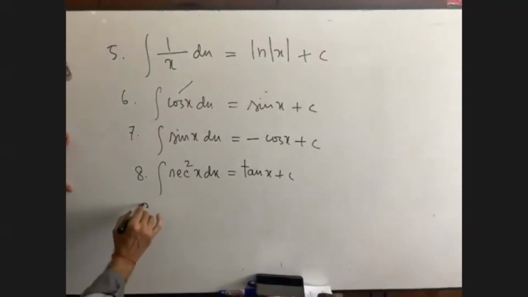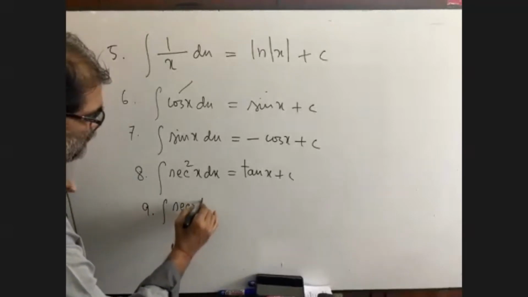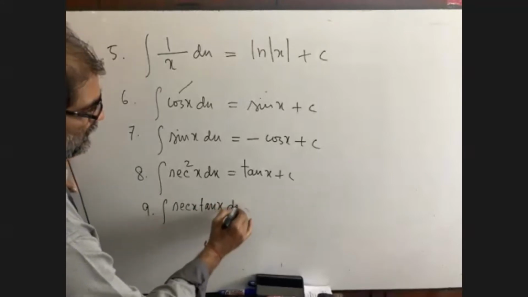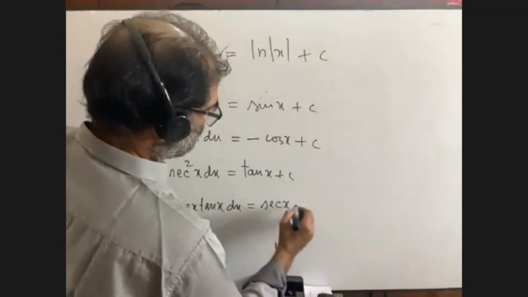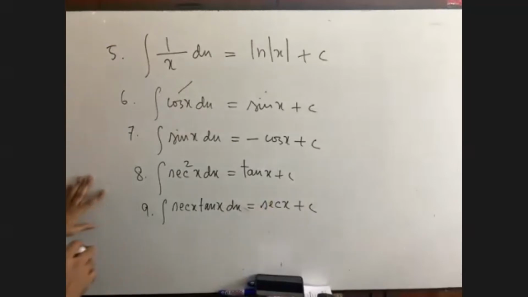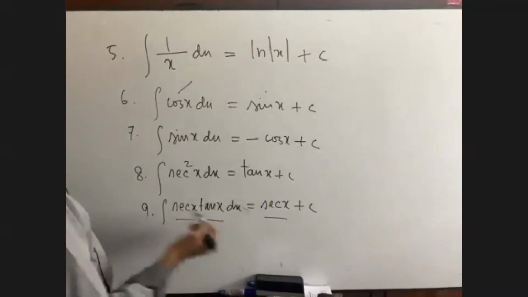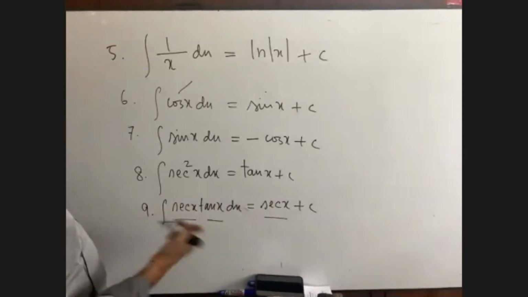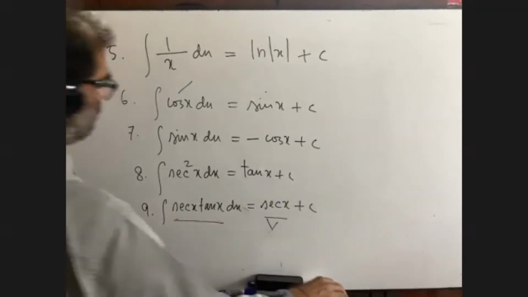Then number 9, integration of sec x tan x dx equals to what? Only sec x. Can you remember, please? The differentiation of sec x is what? Sec x tan x. So integration of sec x tan x will be sec x. Cannot remember, is differentiation this? Talk to me, please.